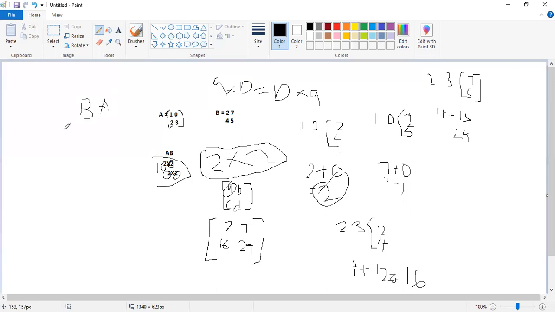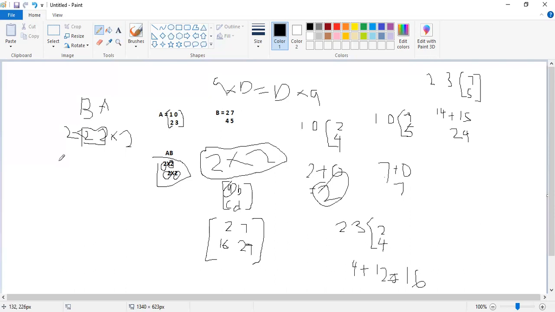So the dimensions of B is what? 2 times 2. And the dimensions of A is also 2 times 2, right? So this is the column of B and the column of A. See, so this is what we'll be matching to see if we can multiply. And we see that they are the same, so it means we can multiply. So here, B times A works.